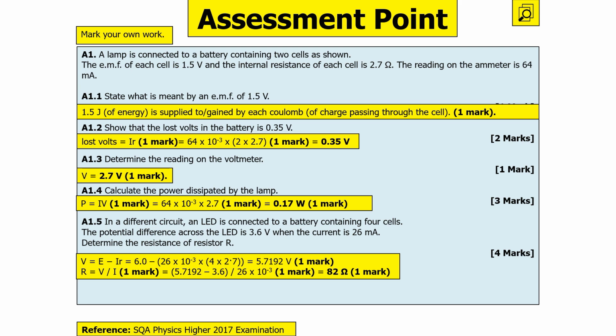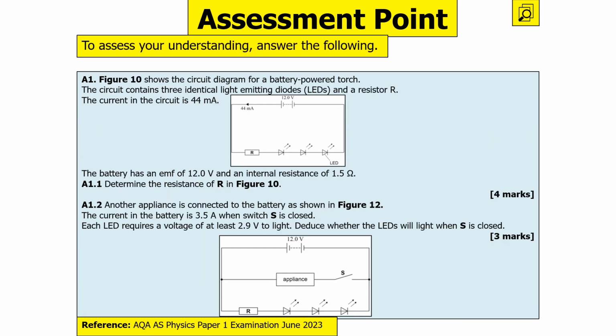The next question says, Figure 10 shows the circuit diagram for a battery-powered torch. The circuit contains 3 identical light-emitting diodes and a resistor R. The current in the circuit is 44 milliamps. The battery has an EMF of 12 volts and an internal resistance of 1.5 ohms. Determine the resistance of R in Figure 10.